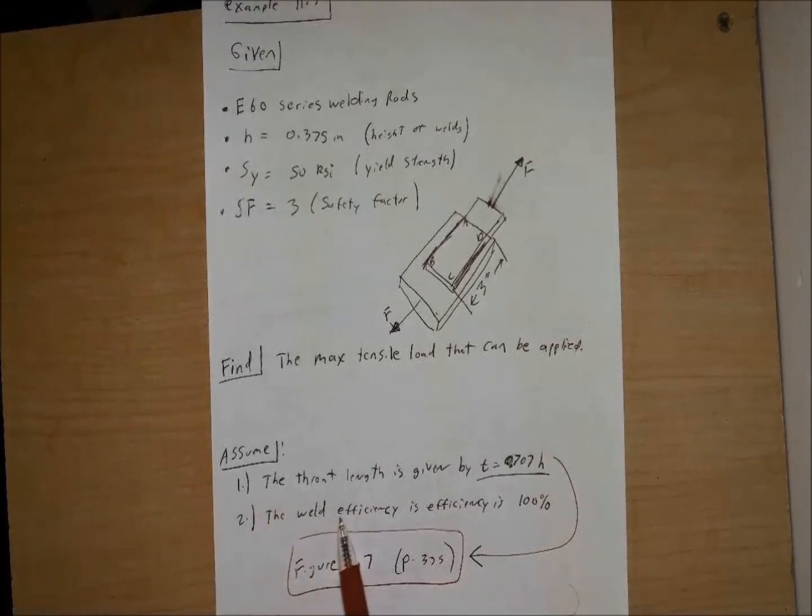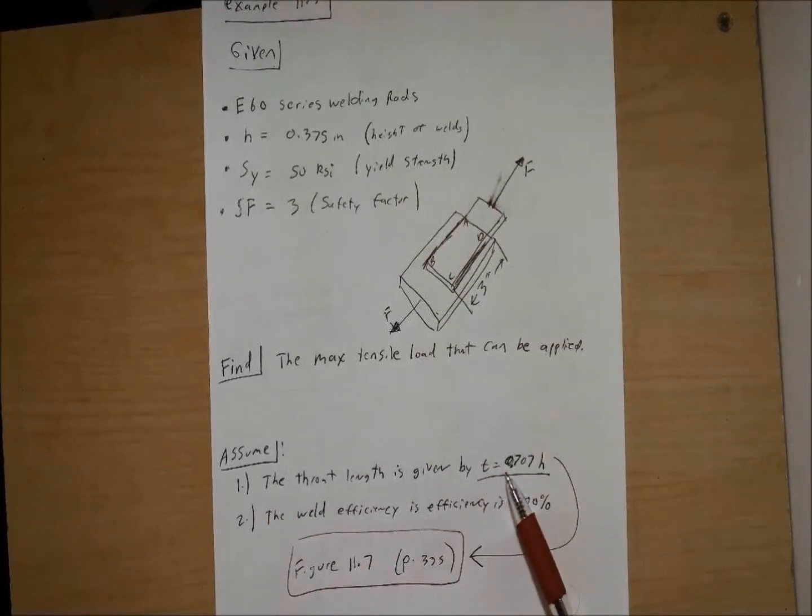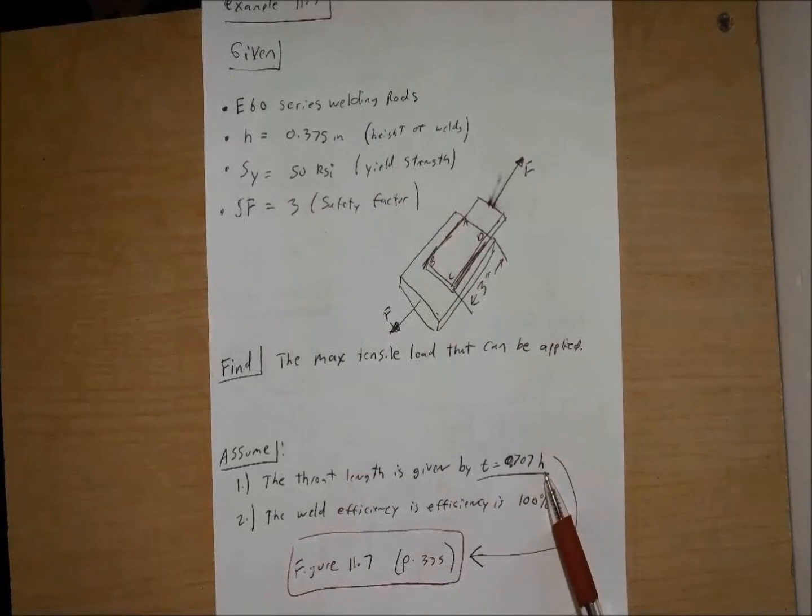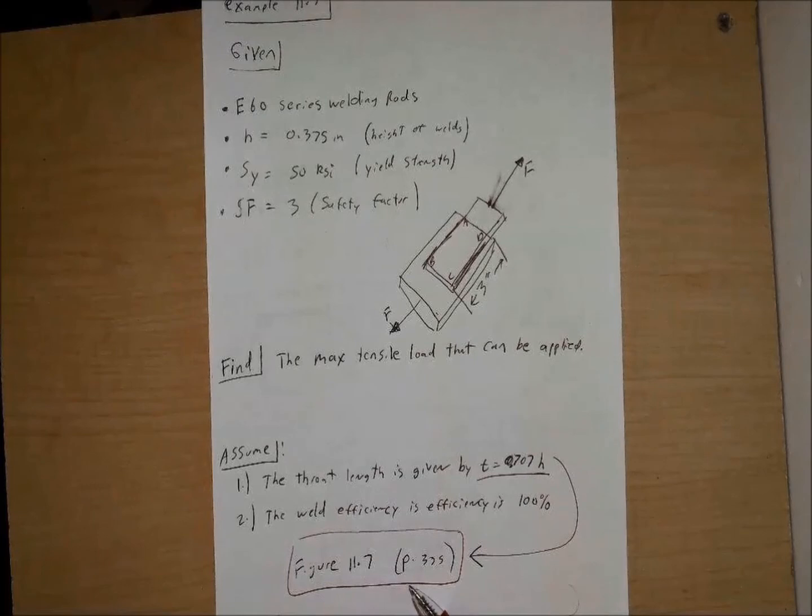From this and the wording of our problem, we can make 2 assumptions. One, throat length is given by T equals 0.707 H. On the next page, we're going to go through how we come up with this assumption, and where it comes from is figure 11.7 on page 335. For assumption 1, we're going to go through a whole derivation of how we can get this from the figure. The second assumption we're going to make is that the weld efficiency is 100%.